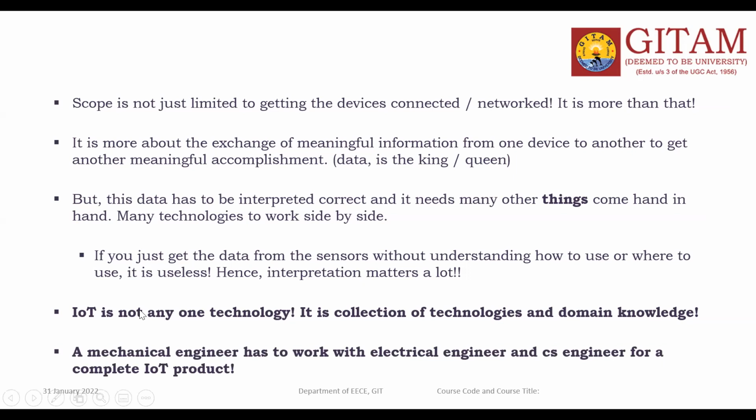So when IoT came into the picture, one kind of culture has developed. Earlier, a mechanical person would do only his job, an electrical person would do his own job, and likewise computer science. Now IoT has provided the opportunity for all these people to come and work together for a common goal. A mechanical engineer has to work with an electrical engineer and a CS engineer for a complete IoT product. All this is called an interdisciplinary system. These interdisciplinary concepts were developed because of the IoT concept.